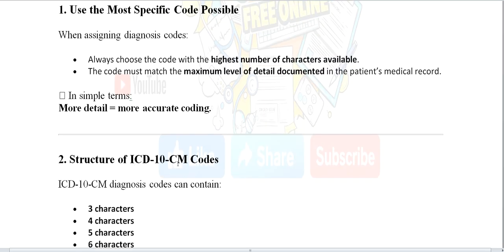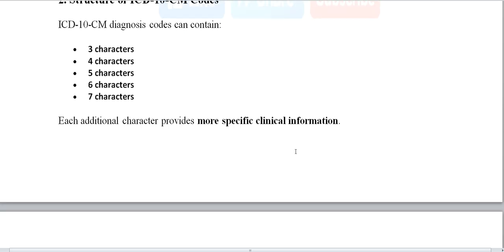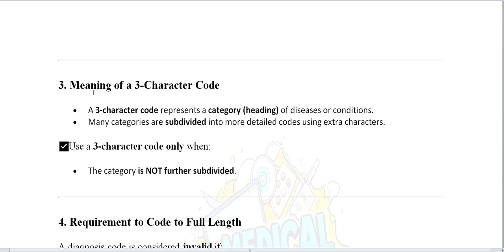So, structure of ICD-10-CM codes. An ICD-10 diagnosis code can contain 3, 4, 5, 6, or 7 characters. Each additional character provides more specific clinical information. The meaning of a 3 character code: a 3 character code represents the category heading of a disease or condition. Many categories are subdivided into more detailed codes using extra characters. So use a 3 character code only when the category is not further subdivided.